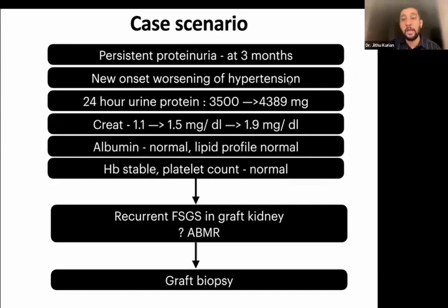Creatinine stayed normal. But at three months, she had persistent proteinuria and had to be started on antihypertensives. The 24-hour urine protein was 3,500. The creatinine also started creeping up a bit at the end of three months. Albumin was normal. There was no nephrotic syndrome. Hb was stable. Platelet counts were normal. So we thought, are we missing a recurrent FSGS, or is it an early ABMR?